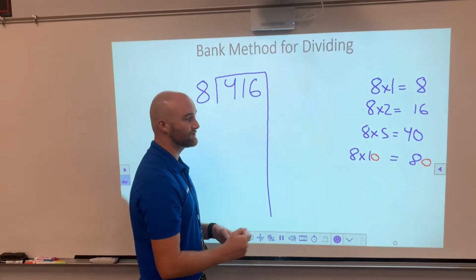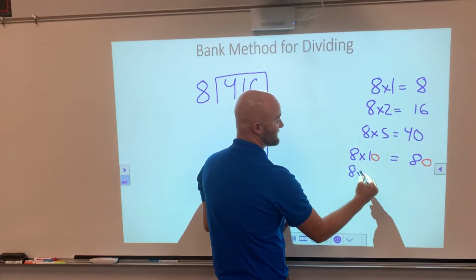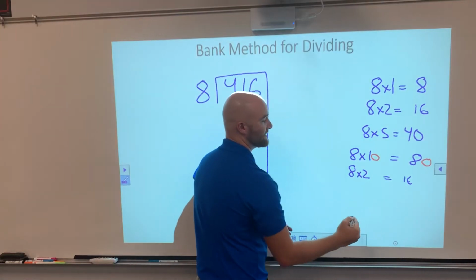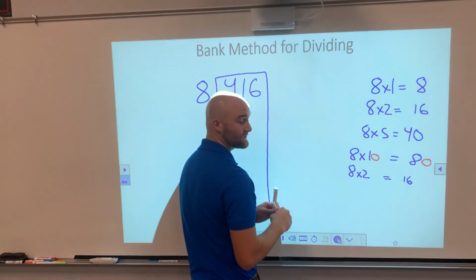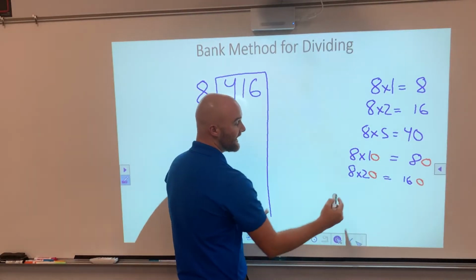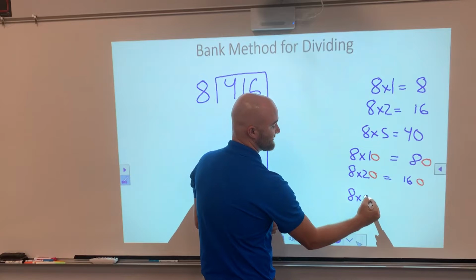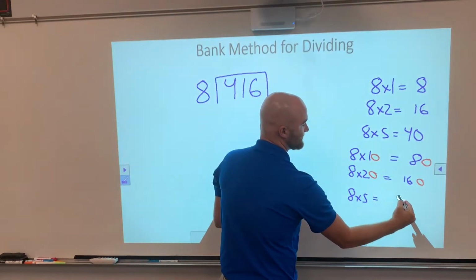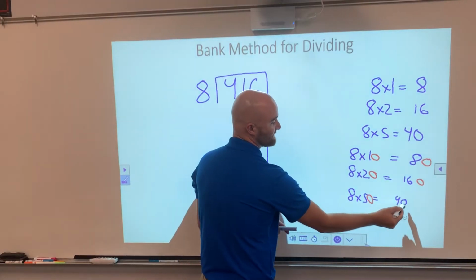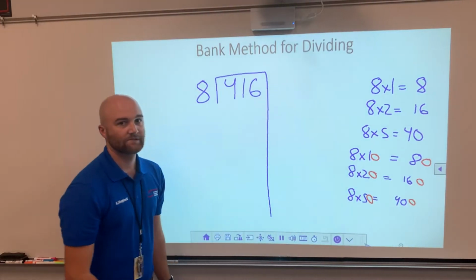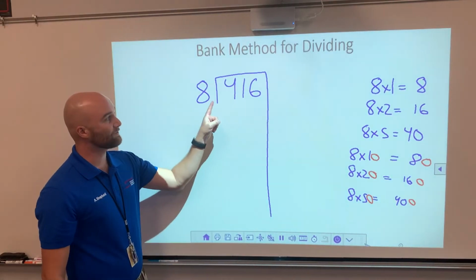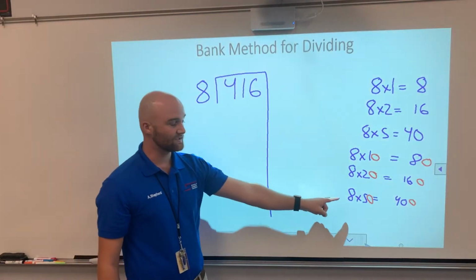I can do the same thing with those other parts. I've got 8 times 2 gave us 16. So that means that 8 times 20 is going to give us 160. And I've got 8 times 5 gave us 40. So that means that 8 times 50 gives us 400. Okay, now we set up our bank. We can get pretty close to 416 with just this.